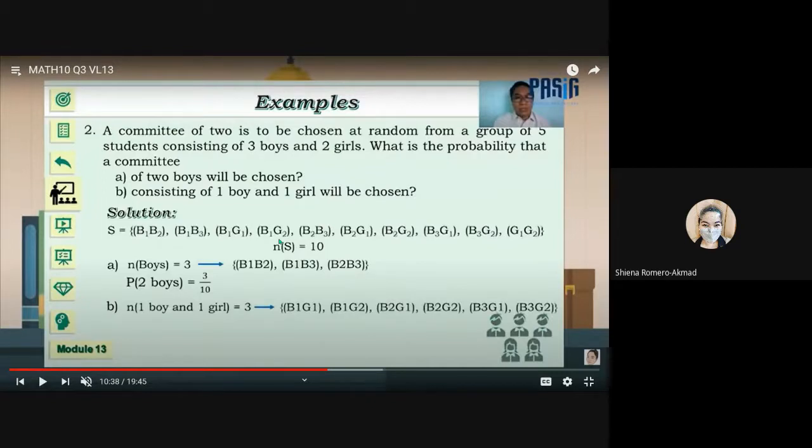So, tinignan niya muna kung ilan yung possible. So, that's we have 6. 1, 2, 3, 4, 5, 6 over 10. Or simply 3 over 5.